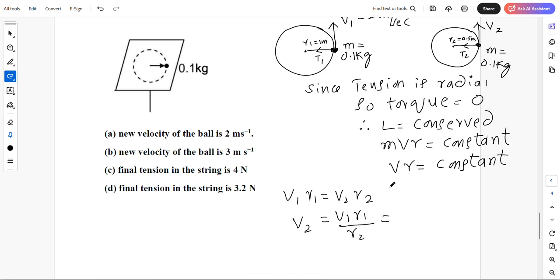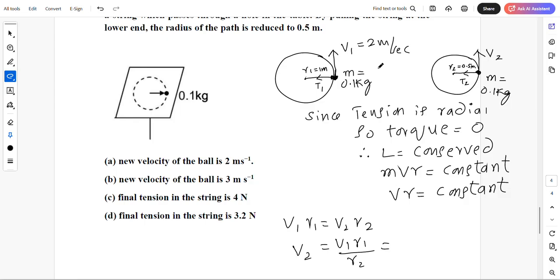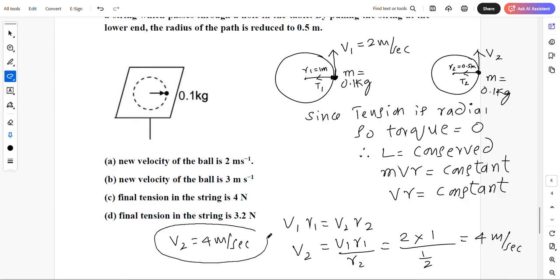How much is V1? V1 is equal to 2, they have given. 2 into R1, which is 1, divided by R2, which is 0.5. 0.5 I can write as 1 by 2, so that is equal to 4 meters per second. If the radius is shrunk, V2 will be more here. V2 is 4 meters per second.